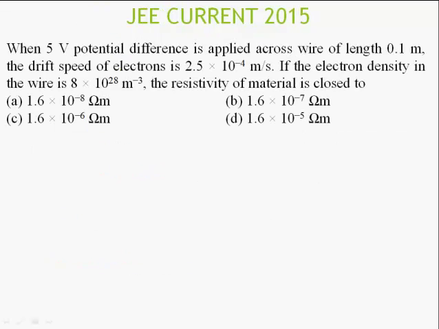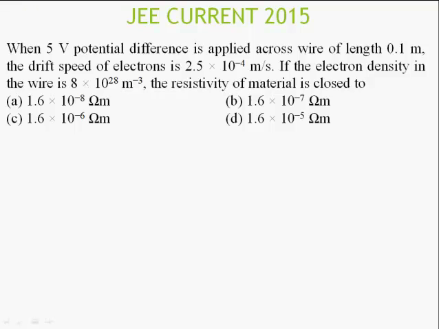A 5 volt potential difference is applied across a wire of length 0.1 meter. Drift speed is given. Electron density is given. And the resistivity of the material is close to... We have to find the exact value. When he writes close to, remember we have to look at the powers only, because in the options you can see every time it is 1.6. So the only difference is in the power of 10. The exponent of 10 is important.